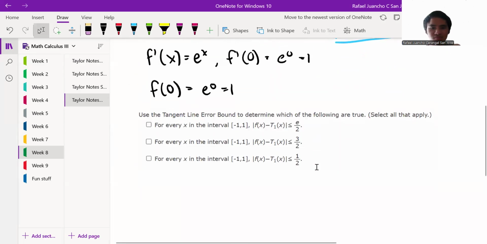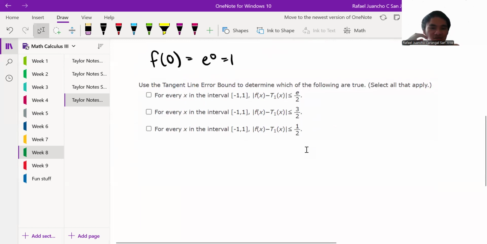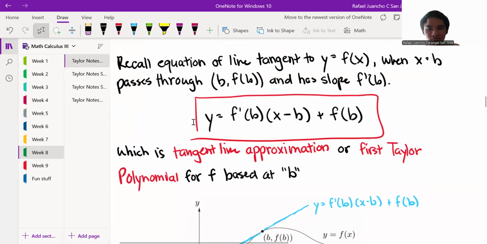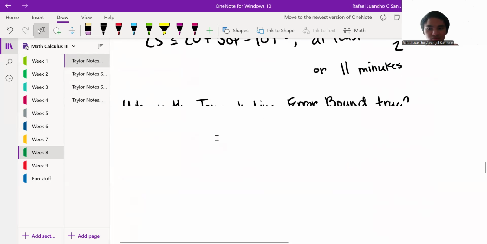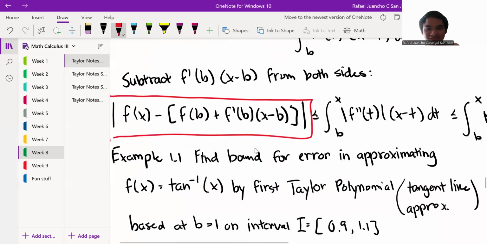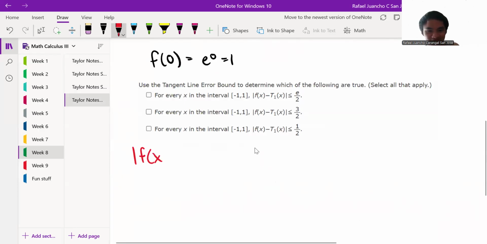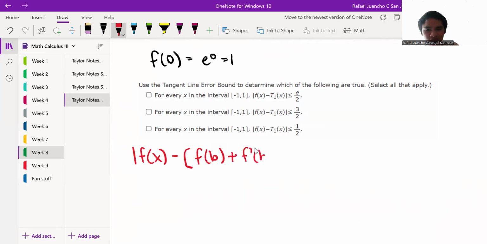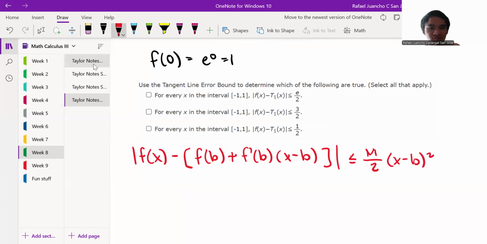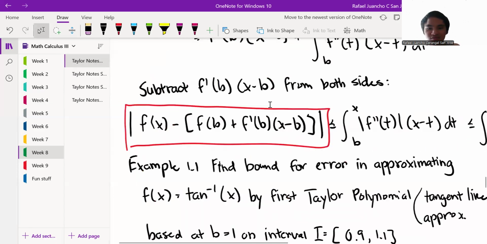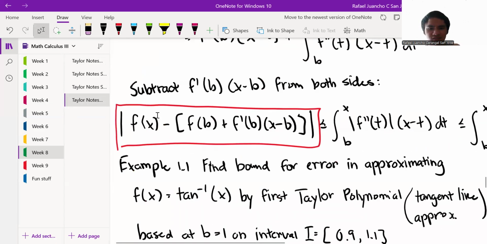So what's the tangent line error bound again? The tangent line error bound is, so if we just copy, or actually, I think I memorized, no, I don't memorize it, I'm kidding. So we have the absolute value of my function minus its tangent line approximation less than or equal to m divided by 2, x minus b squared. I don't want to go into all the deriving, because I don't need to. I just need to know what this is.